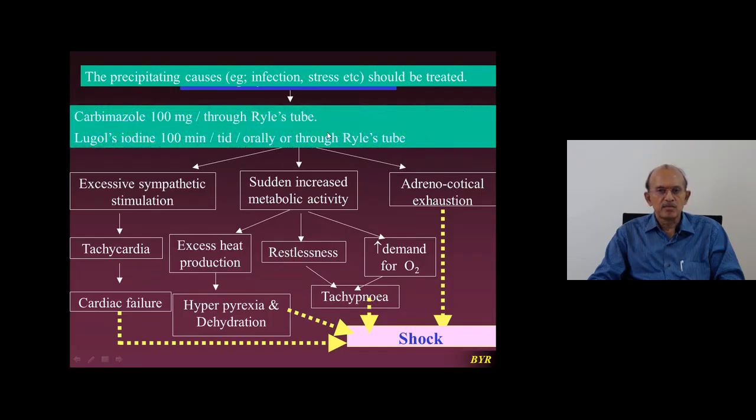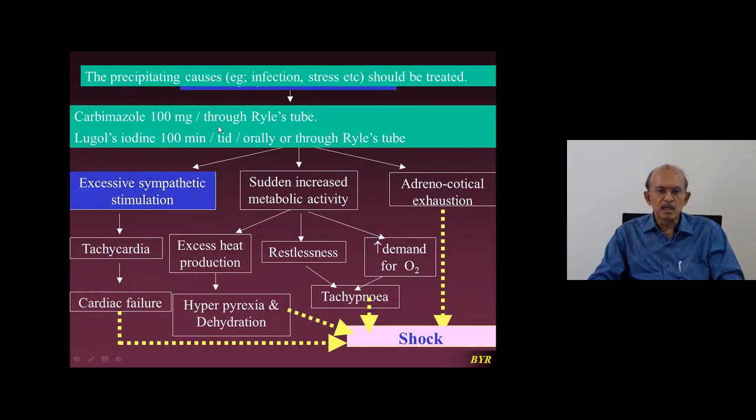You block these. You give carbimazole 100 milligrams through Ryle's tube and Lugol's iodine 100 milligrams TID orally or through Ryle's tube. If the patient is comatose, then you pass Ryle's tube and administer carbimazole 100 milligrams. The usual initial dose is only 10 milligrams 6th hourly. But in case of thyrotoxic storm, you give more than 10 times that.